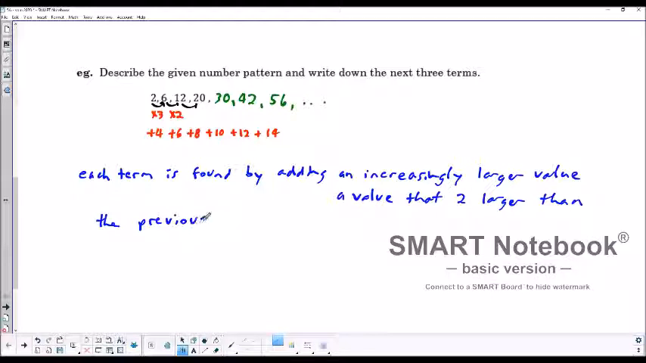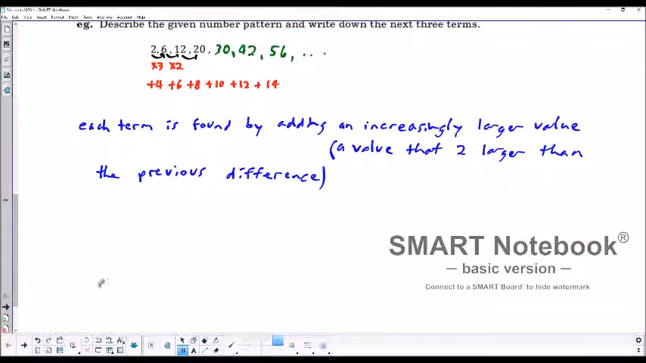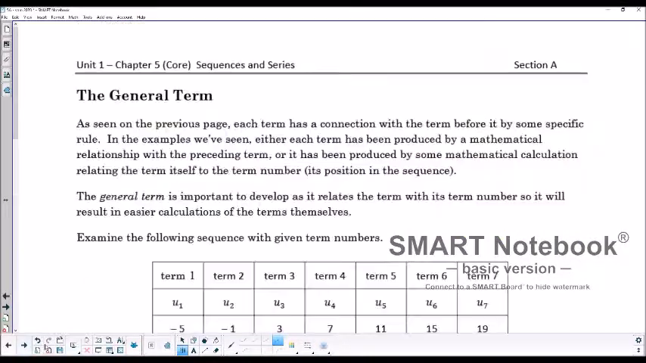Okay, so there are different ways of describing these patterns. But that's kind of how you would go about doing that. And this could be an alternate way of saying that, but maybe a more specific way. Generally, we'll be looking for specific ways of describing the number patterns. All right, moving right along here.